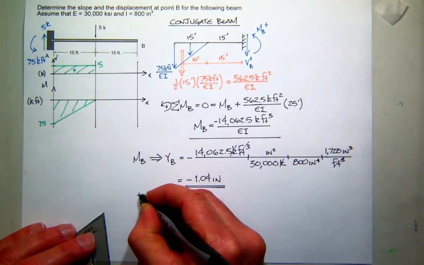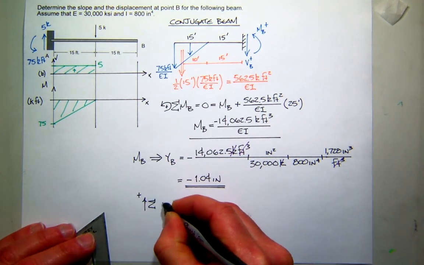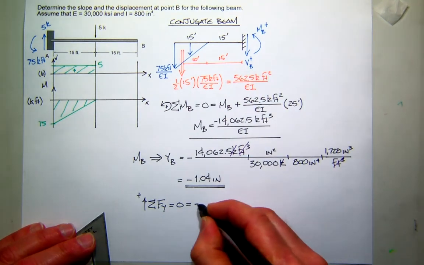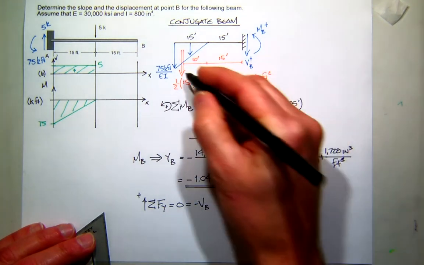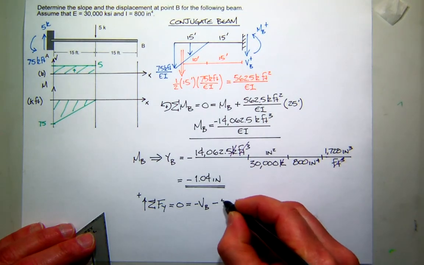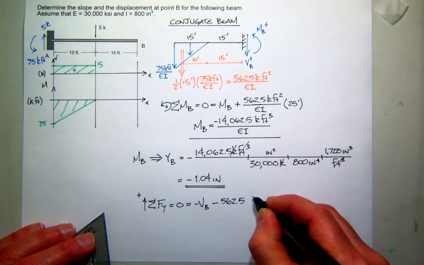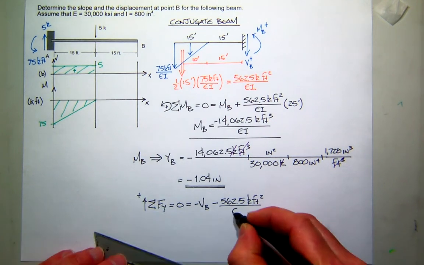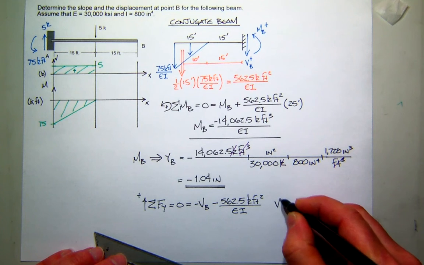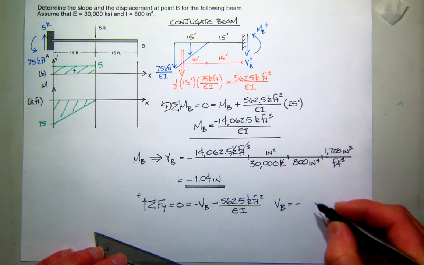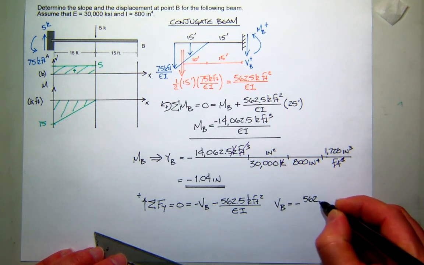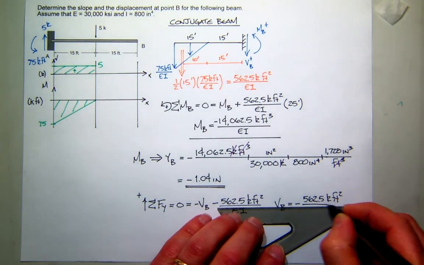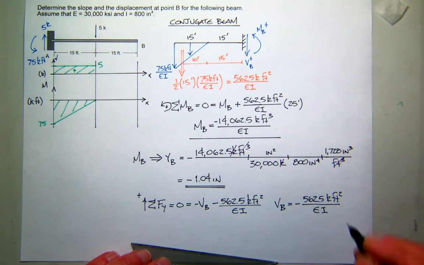Summing the forces. So sum forces in the y direction. Make sure they're in equilibrium. What do we have? We have the shear force is acting down, and the load is acting down. 562.5, and that's kip feet squared divided by EI. So it looks like the shear at B is negative 562.5 kip feet squared divided by EI. What does negative mean? Negative slope.